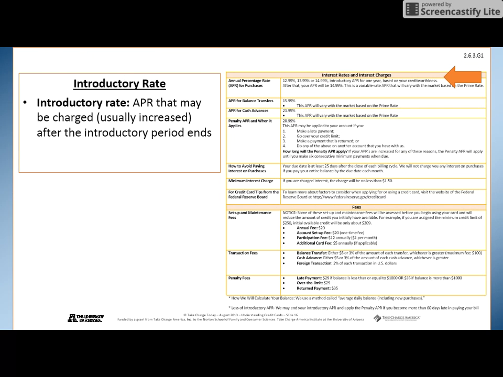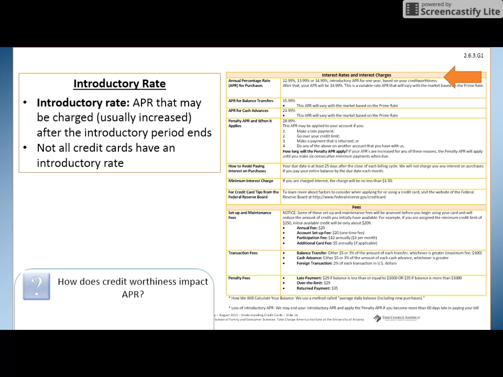Next one is an introductory rate. Usually a credit card will offer an introductory rate. This is an APR that may be charged, usually increased after the introductory period ends. So it might say 0% financing for 6 months. That would be considered an introductory rate. Not all credit cards have an introductory rate.